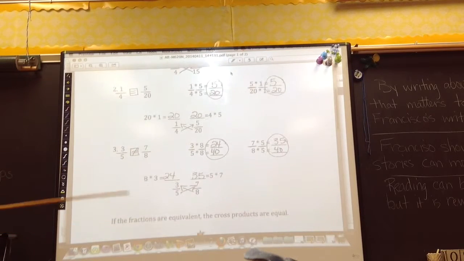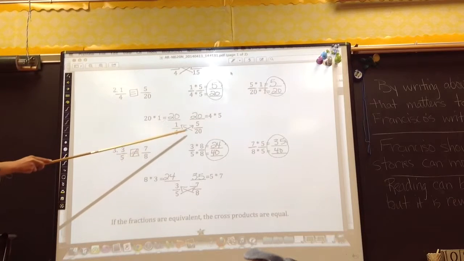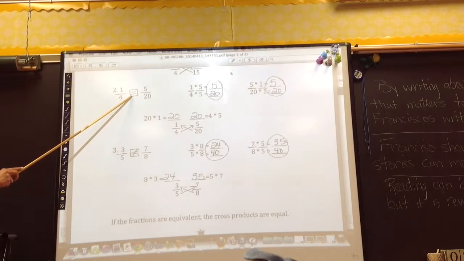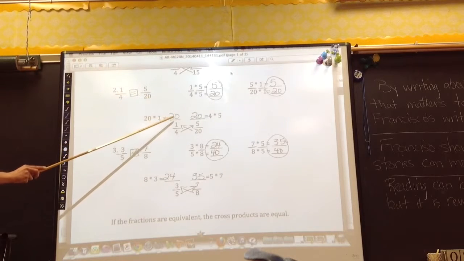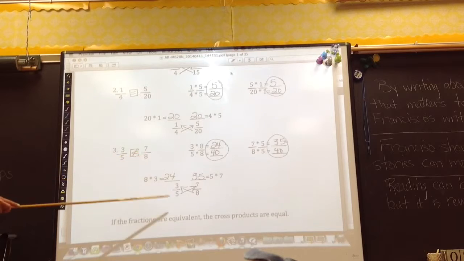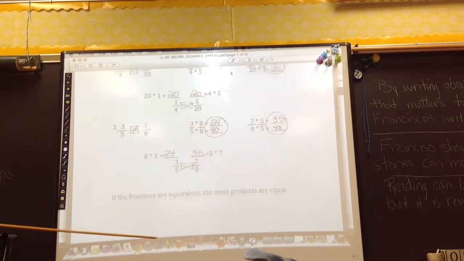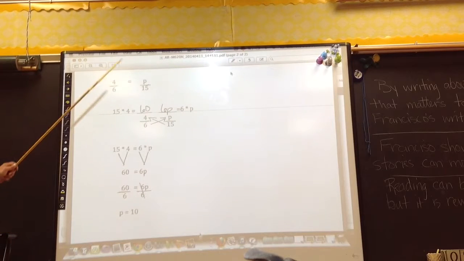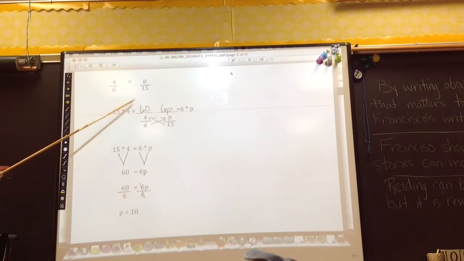If I go back to number 2, where the cross products are equal, you can see that the fractions are equivalent. So they are equal to each other, the cross products are equal. If they are not equal to each other, the cross products are not equal. And lastly, to find P, and using cross multiplication, I have 4/6 equals P over 15.